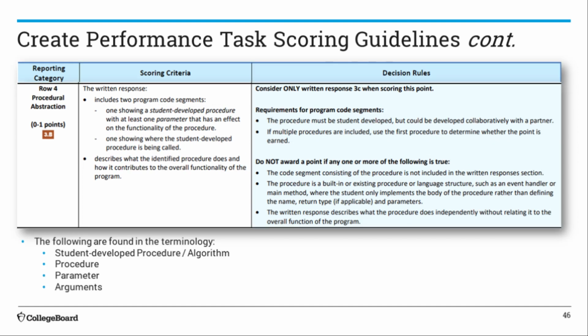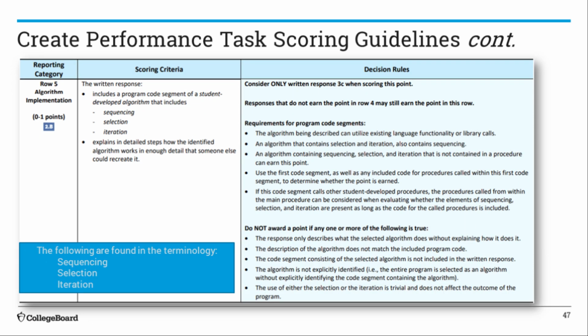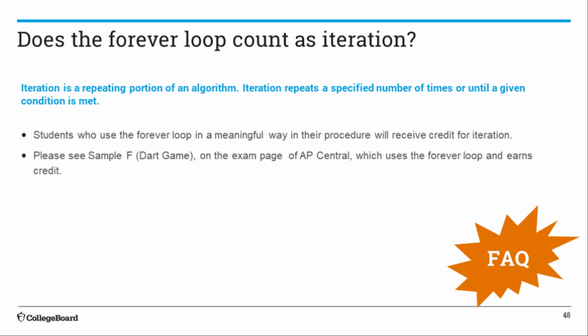Row 4 and 5 are about that procedure. Row 4 is centered on the procedure. We want to know, do you know how to write a procedure with parameters? And row 5 is centered around, do you know how to write an algorithm? There will be a video dedicated to row 4 and 5, and then a video dedicated to row 6, the testing. But what I do want to pause and take a second to talk about is this information in row 4 and 5 and answer some of the questions that we have seen.